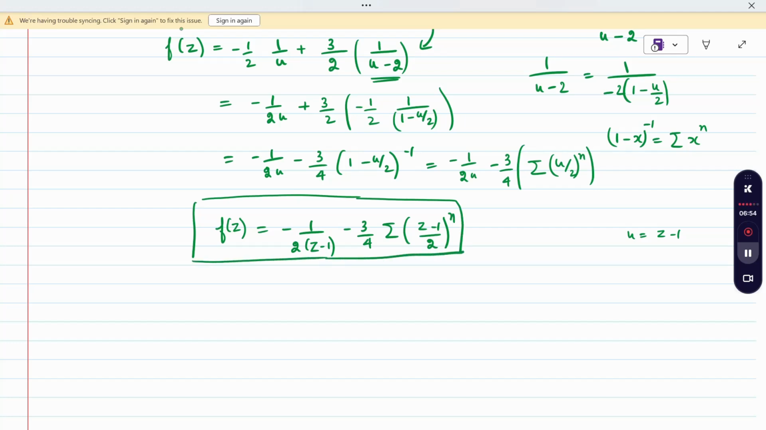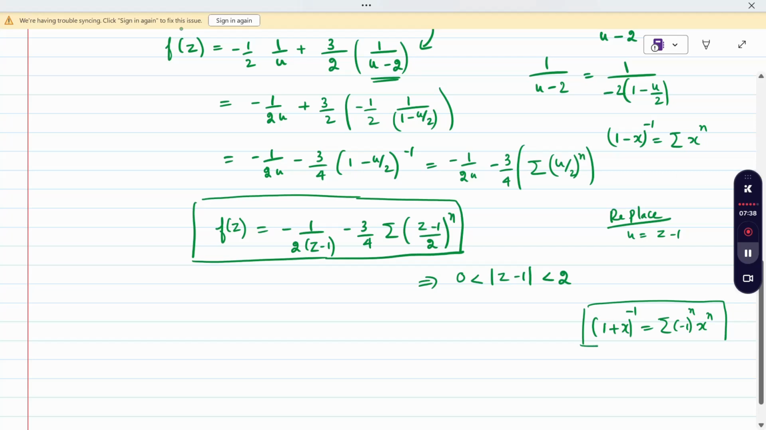It is valid for the given condition, because according to our condition only it is valid. It's nothing but 0 is less than modulus of z minus 1 is less than 2. We have replaced u in terms of z minus 1. So this is 1 minus x the whole power minus 1 is summation over x power n. If it is some other question, 1 plus x the whole power minus 1, the general format is summation over minus 1 the whole power n into x power n. Only the change is minus 1 the whole power n into x power n. Only this you have to remember for a general expansion.